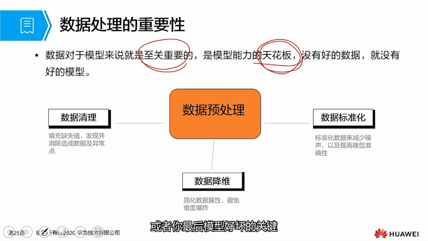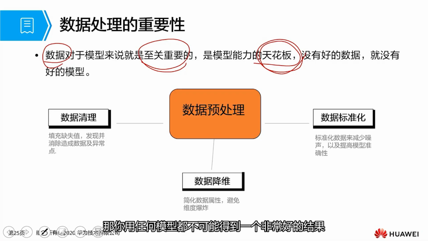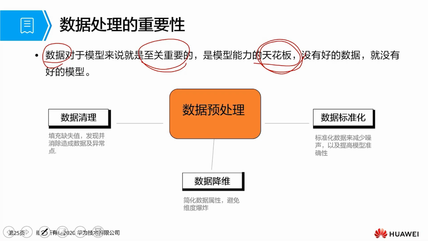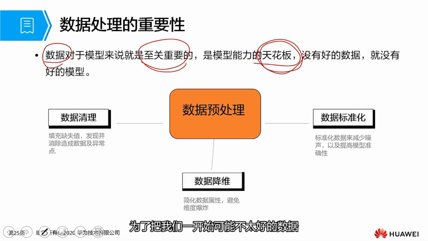So data preprocessing, in order to improve our initial data that may not be very good, processes it into data that is very beneficial for our model. It is mainly divided into these parts. Data cleaning, fill in missing values. It is possible that in the process of obtaining this data, some values are missing. So you want to fill in, based on experience, for example a 5, a 7, fill in a 6 in the middle. What other ways will there be?